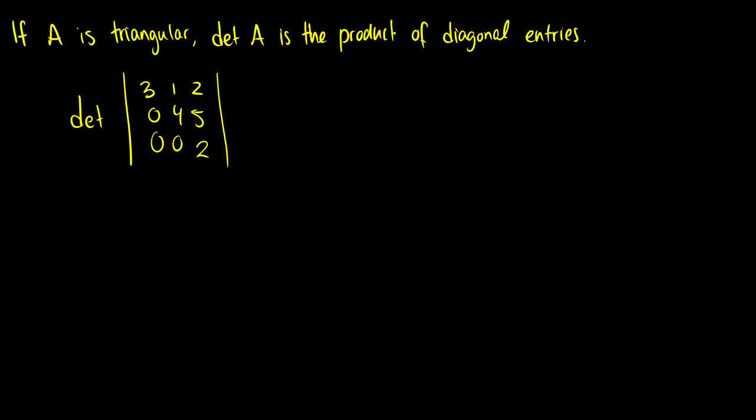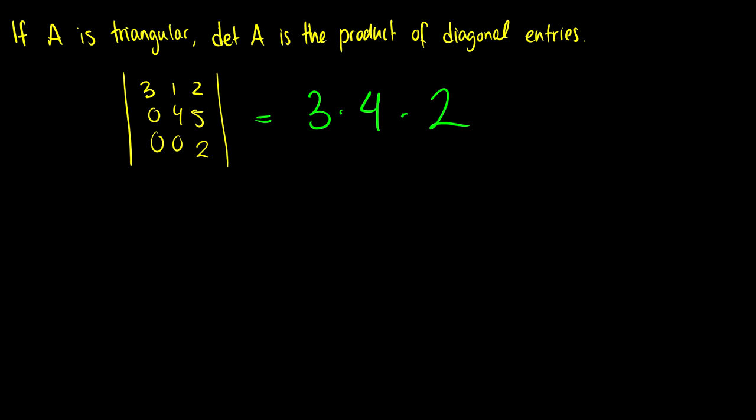Okay, so one last theorem. If A is triangular, then the determinant of A is the product of the diagonal entries. So if I take a look at the determinant of this, it's just going to be equal to 3 times 4 times 2, because these are the diagonal entries. Now, why is this the case? Well, we could do this generally. So if you want to make a proof of a general example, you can, but I'm going to do this with this example.